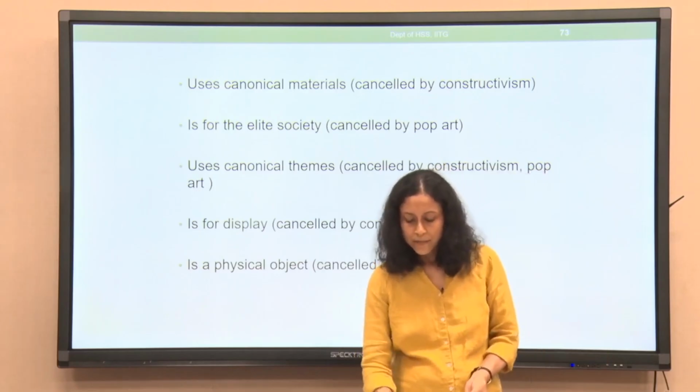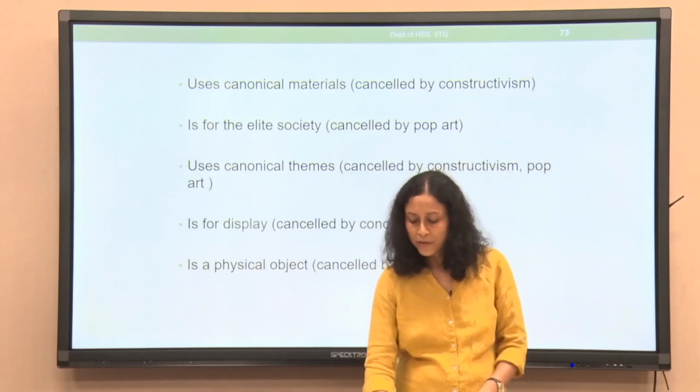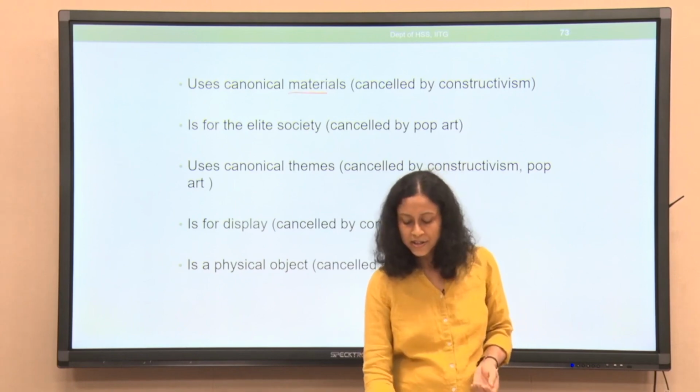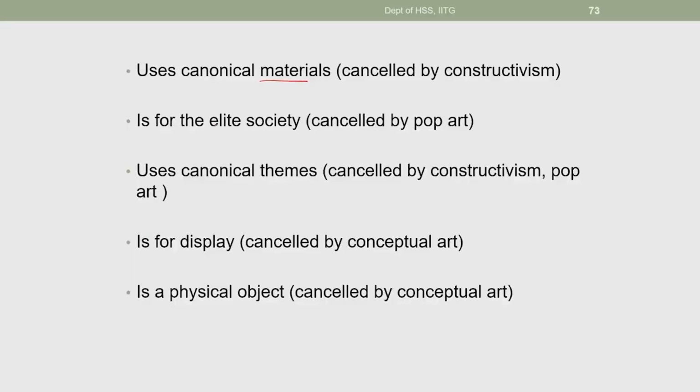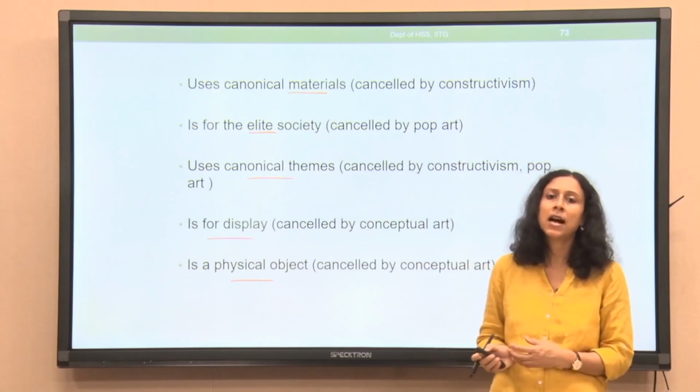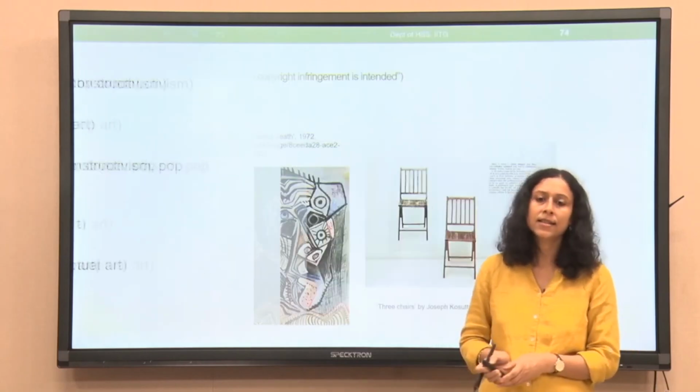So, materials, as I said, in terms of material, in terms of who the target audience is, in the initial phases, in the old times, art was considered to be for the elite, now it is cancelled by pop art and so on. The themes and purpose and so on, physical objects, everything has been cancelled. So, there is absolutely no fundamental feature of what an art is, basically, that is the point.